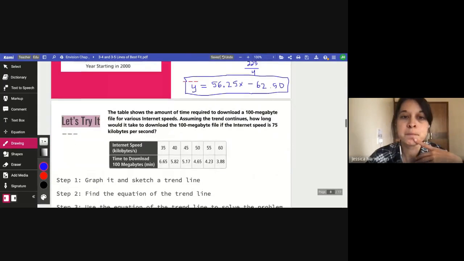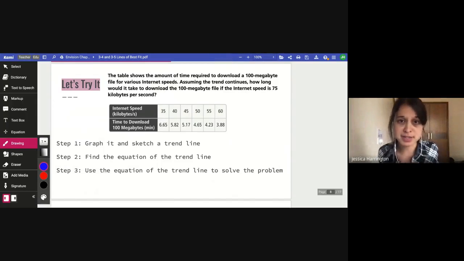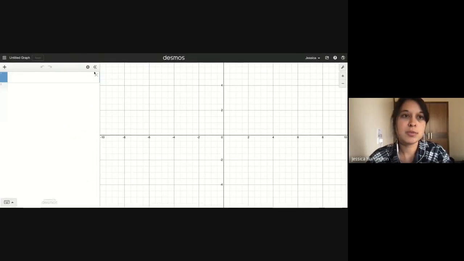Let's try some. The table shows the amount of time required to download a 100 megabyte file for various internet speeds, right? Okay, well, I'm expecting the faster the internet, the less time it's going to take you. Assuming the trend continues, how long would it take to download the 100 megabyte file if the internet speed is 75 kilobytes per second? So they gave us this. So you get to use Desmos to graph. So I'm going to come over here, use Desmos. We're going to insert a table.